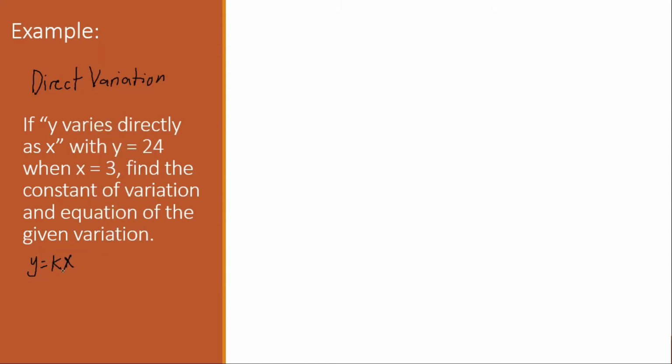Tapos, alamin daw natin yung constant of variation. So, substitute lang natin yung y and yung ating x, no? So, it will become 24 equals yung ating k. Yung k natin is unknown. Tapos, yung x natin is equal to 3. Then, divide both sides by 3. So, our k is equal to 8.